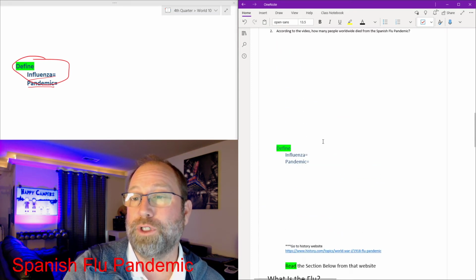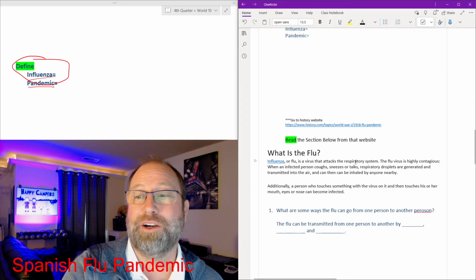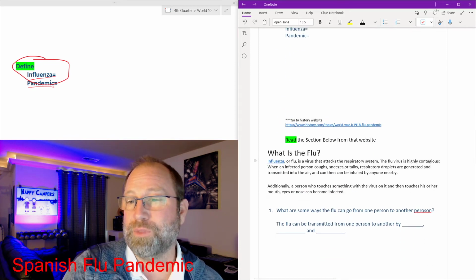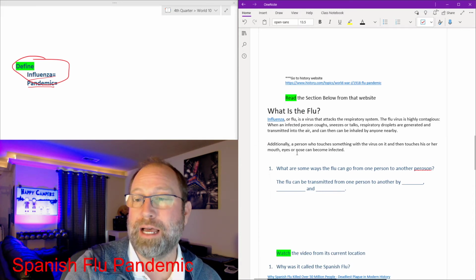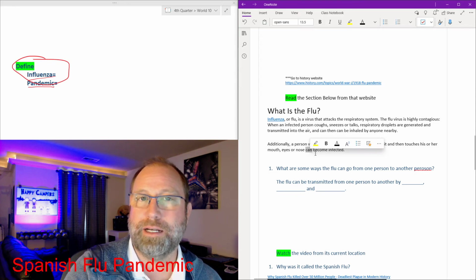So that would have been a really good definition for an influenza if you would have found it. If you didn't find it, there it is. Put it in your own words. Additionally, a person who touches something with the virus on it and then touches his or her mouth, eyes, or nose can become infected. There's another good word. It's not guaranteed, but you can.